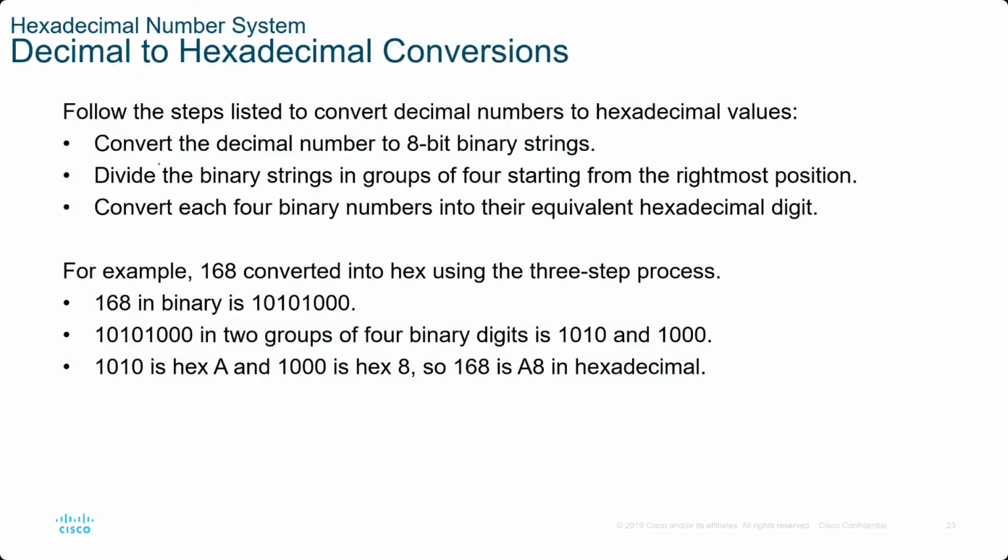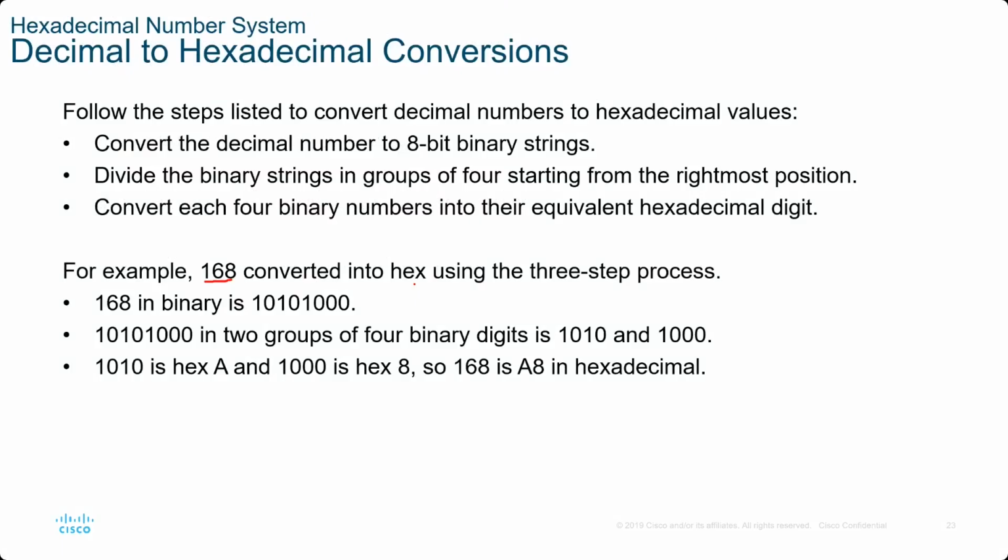Now the question is, how do we do conversions for hexadecimal? Do we have to learn more things? The quick answer is no. Once you've learned the decimal to binary conversion and binary to decimal conversion, the hexadecimal conversion also uses the same system. You just have to go through 2 steps. So for example, if you have 168 and you want to convert it into hex using a 3-step process.